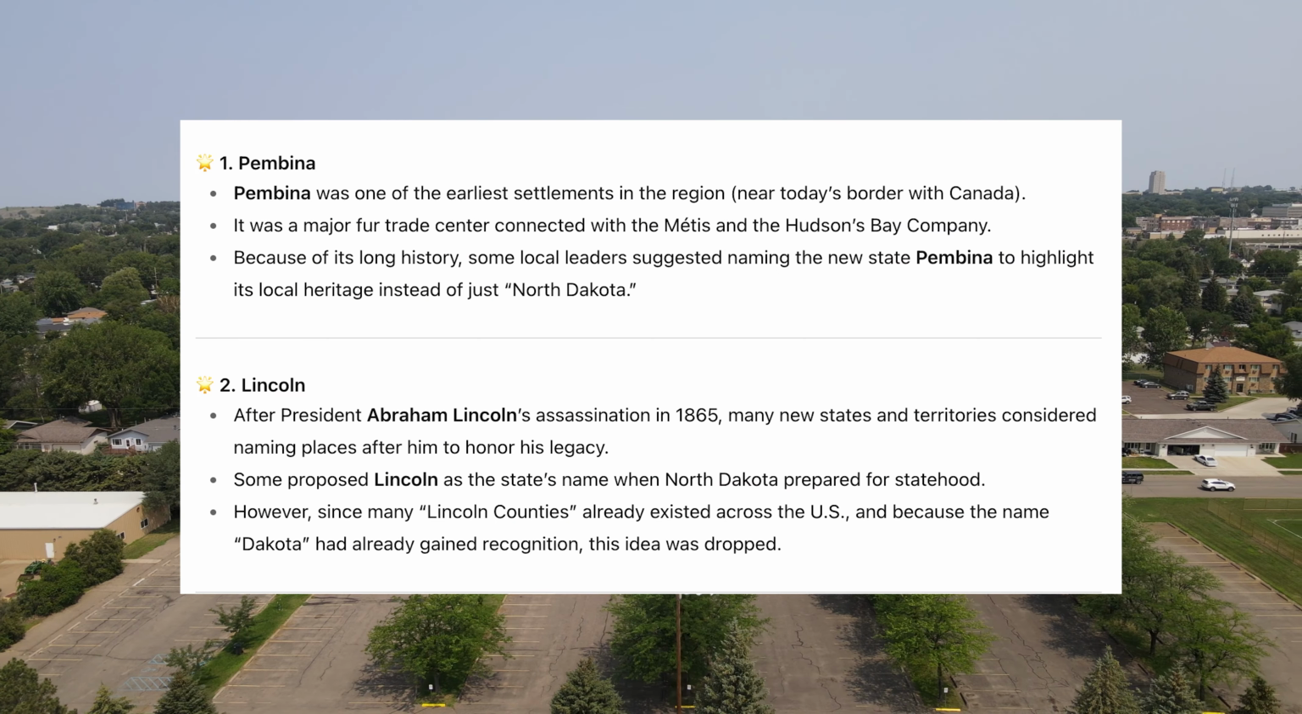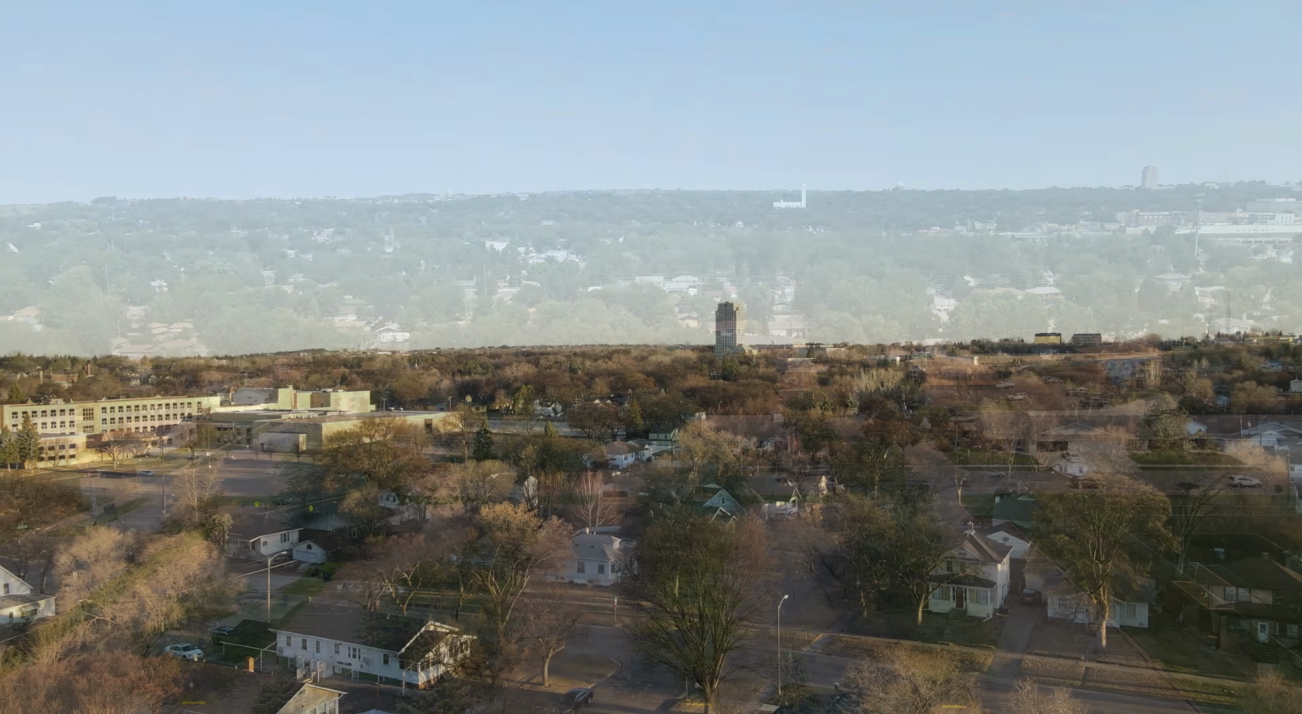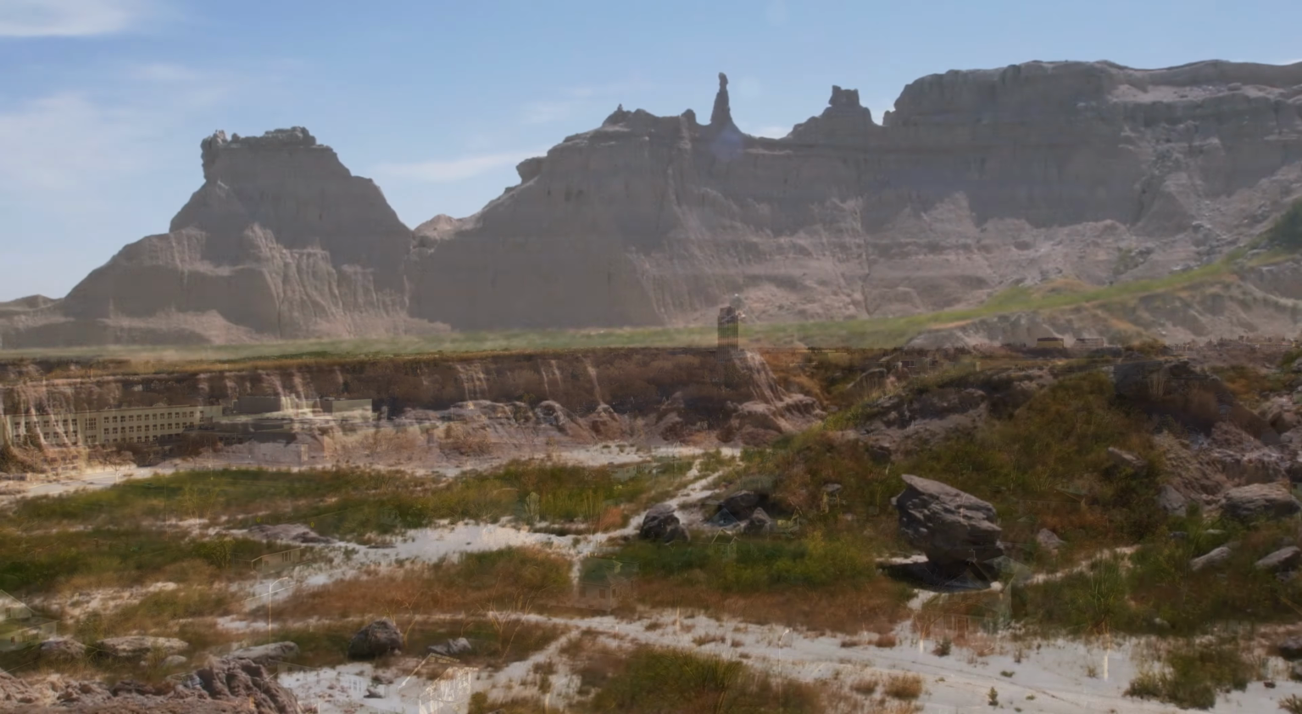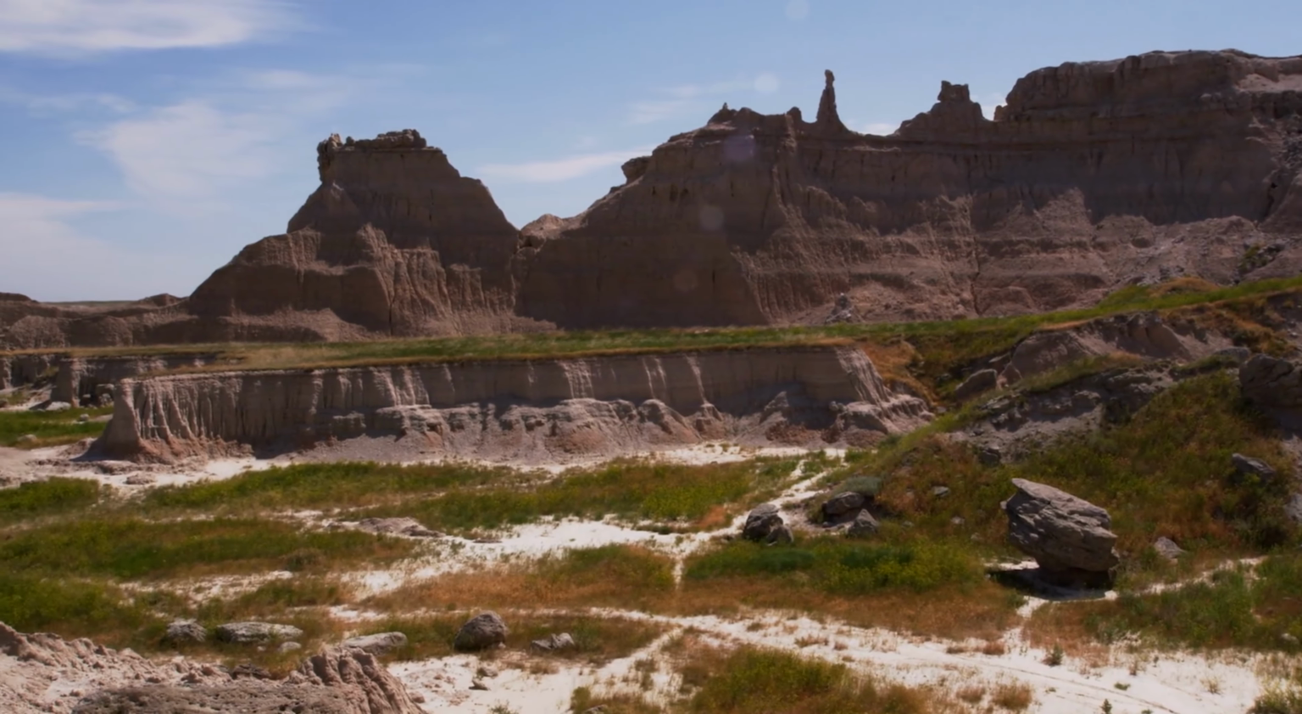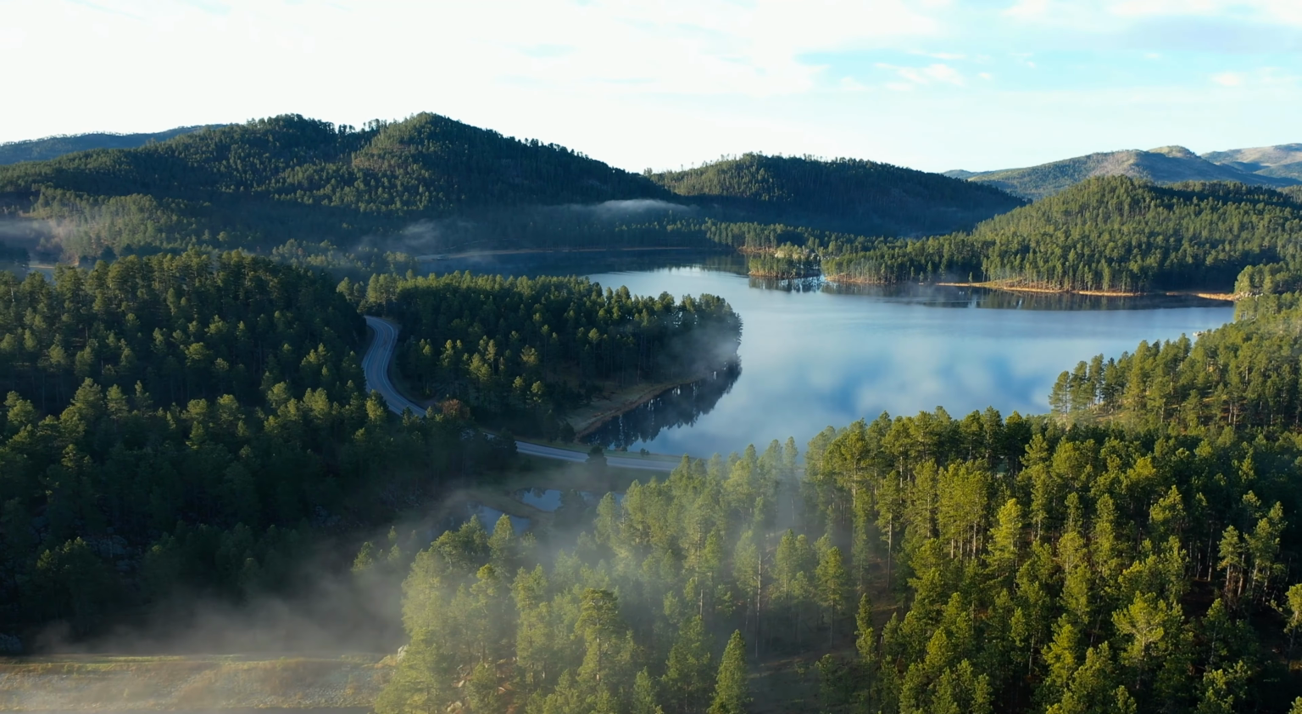Although alternative names such as Pembina or Lincoln were briefly considered for the northern state, the strong symbolic value and familiarity of Dakota ensured that it was retained by both states after the split.